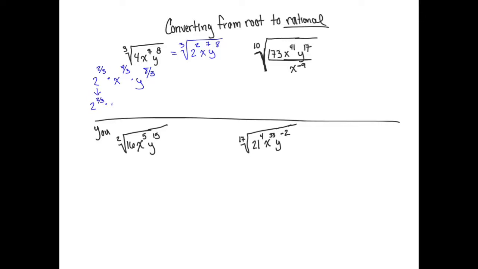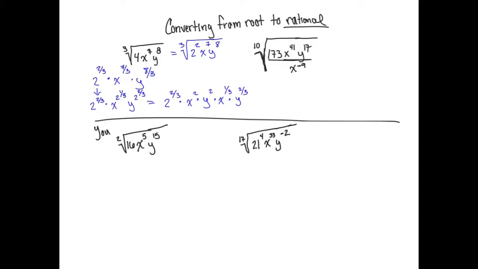X is going to become x to the, 3 goes into 7 twice with the remainder of 1, so 2 and 1/3. And then we have y, 3 goes into 8 twice with a remainder of 2, so 2 and 2/3. And so then what this happens to be is 2 to the 2/3 times x squared times y squared times x to the 1/3 times y to the 2/3.